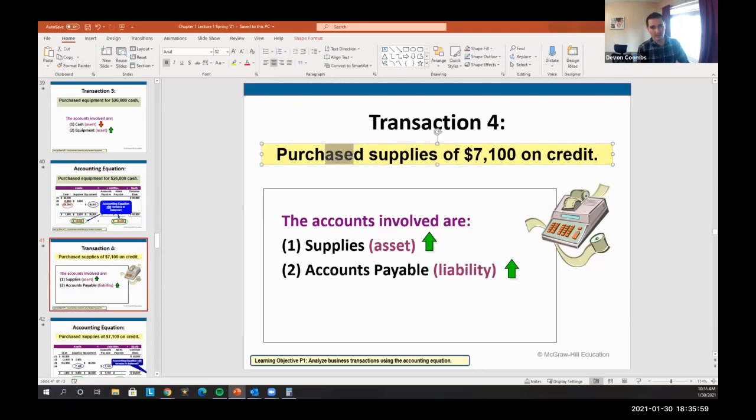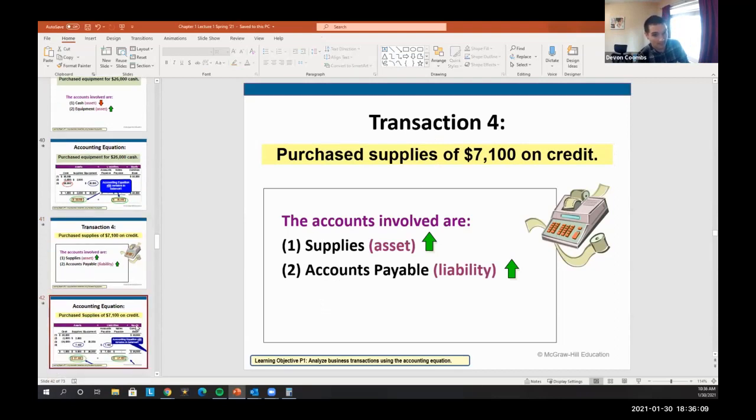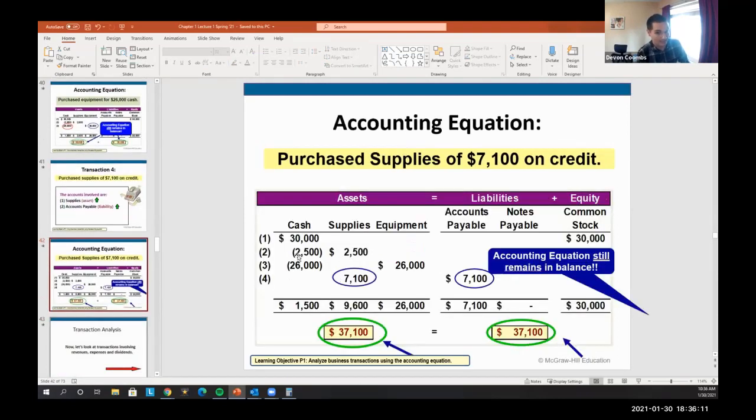Purchase supplies of $7,100 on credit. What are supplies? Supplies are an asset, right? What's credit? That's a liability. That means we owe somebody money. That's how the financial statements are going to change. We didn't have enough cash. We bought more supplies. And then we increased an account called accounts payable. That means we bought something on credit, on short-term credit. Accounts payable is a short-term credit.